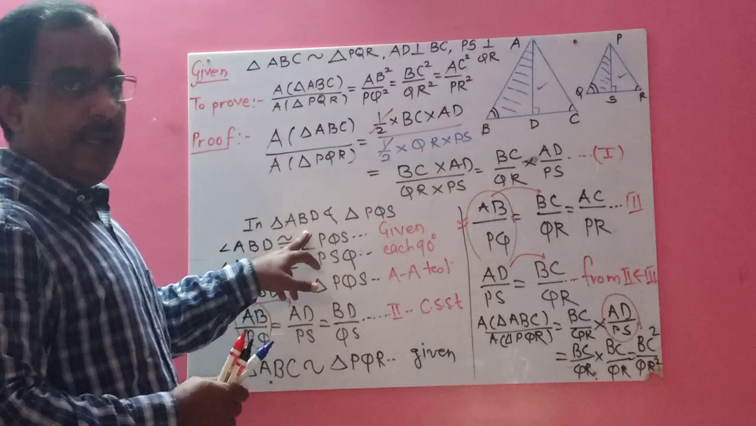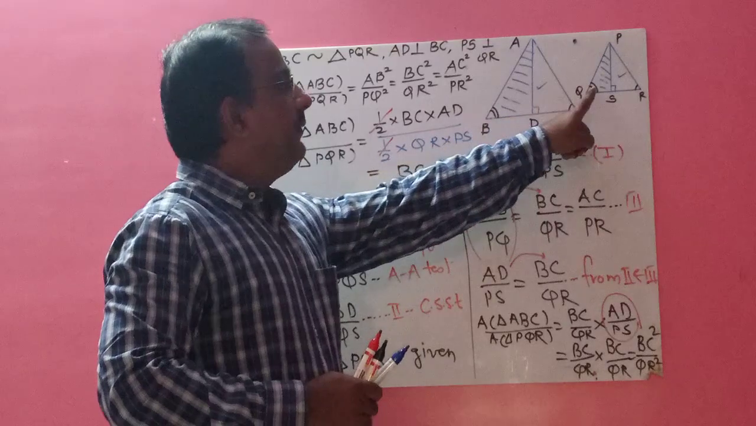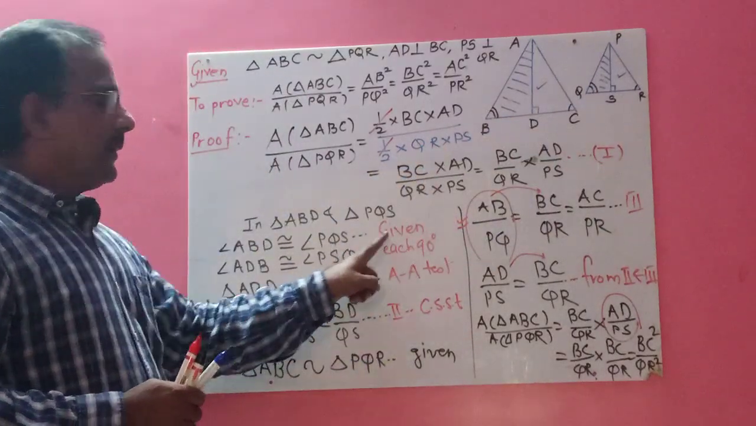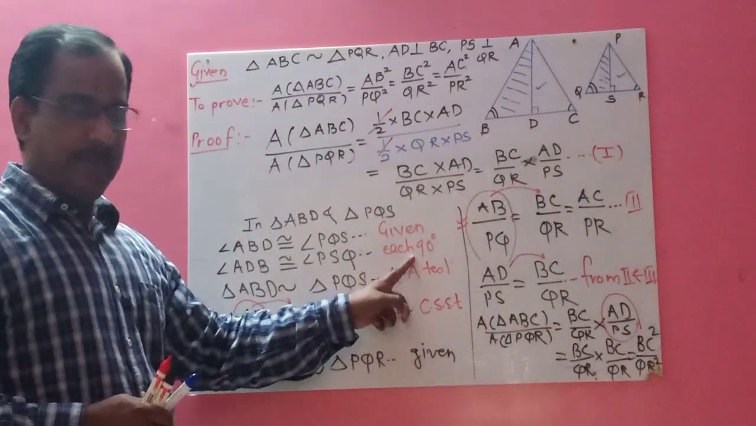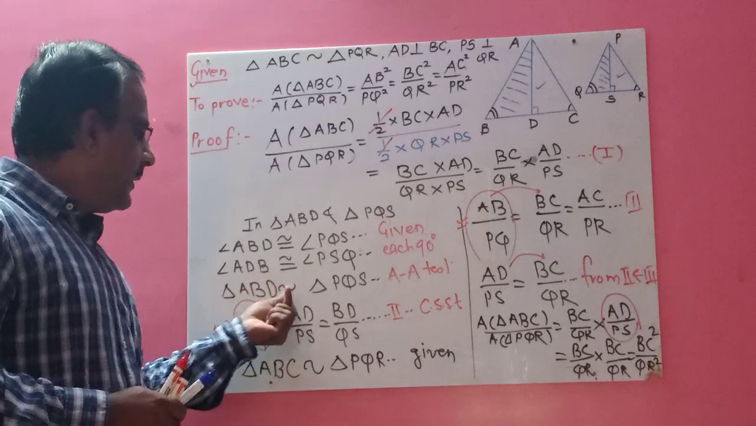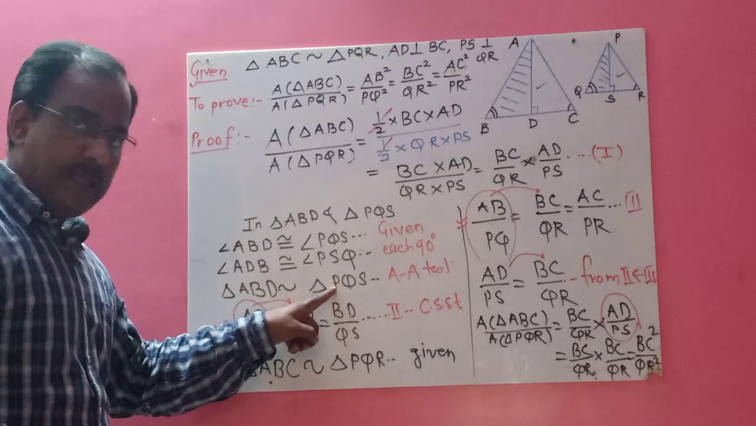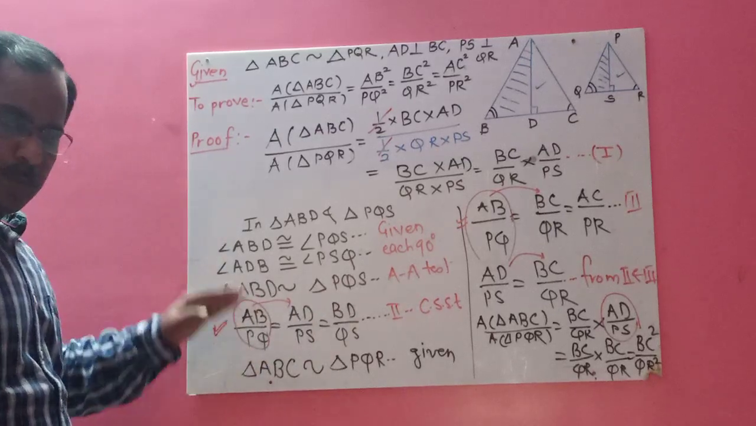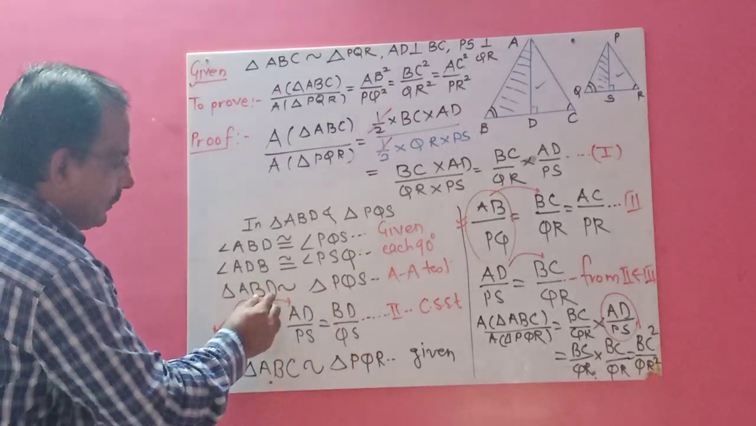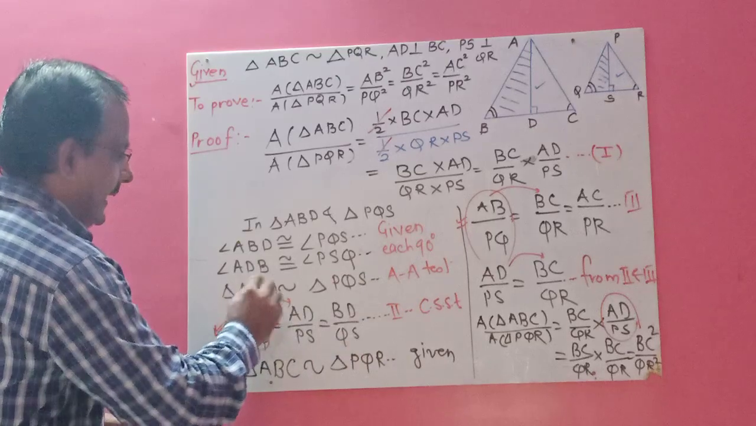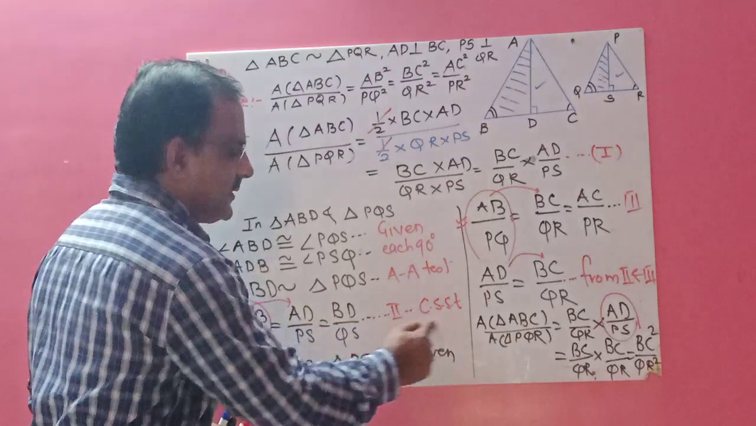So, in triangle ABD and triangle PQS, angle B of this triangle is congruent with angle Q, given. This angle is congruent with this, each is 90. Therefore, these two triangles are similar by the AA test of similarity. When the triangles are similar, their corresponding sides are in proportion. That means AB upon PQ, BD upon QS, and AD upon PS. I have written AD upon PS first. Point number 2. And what is the reason here?